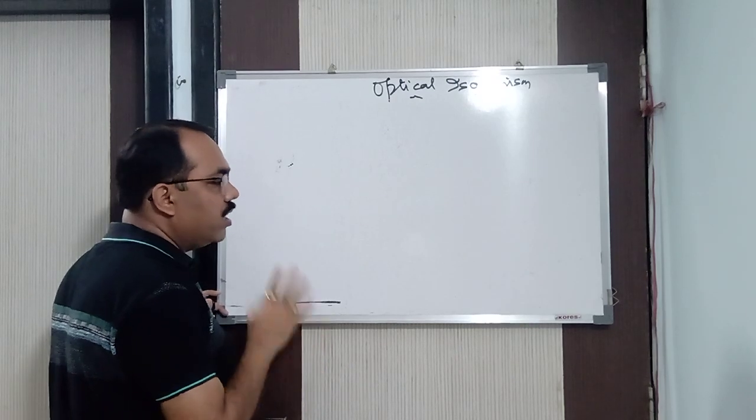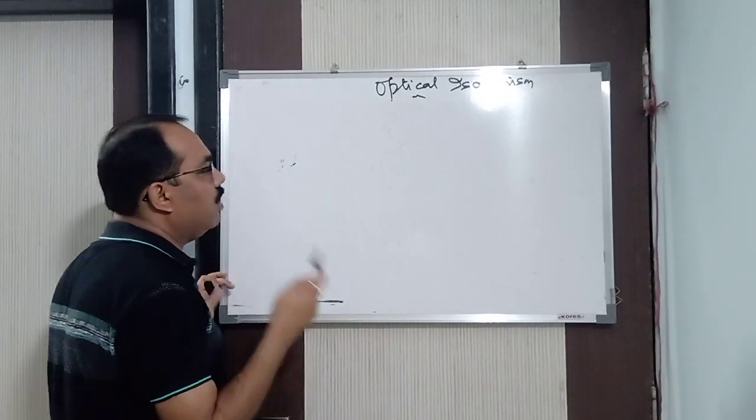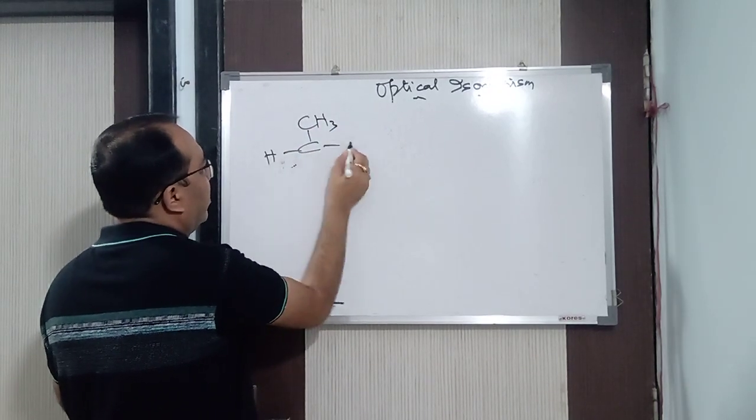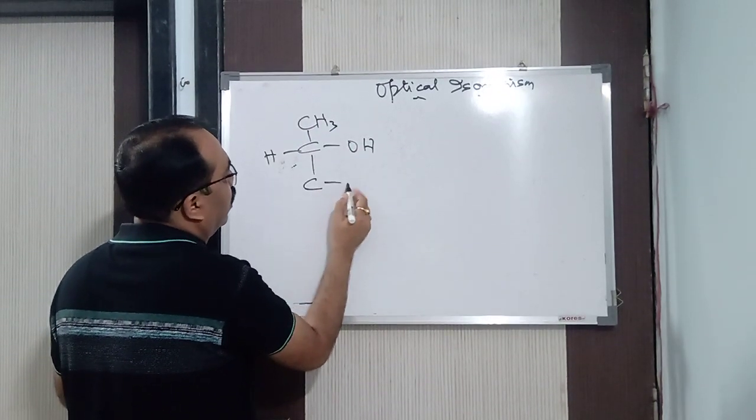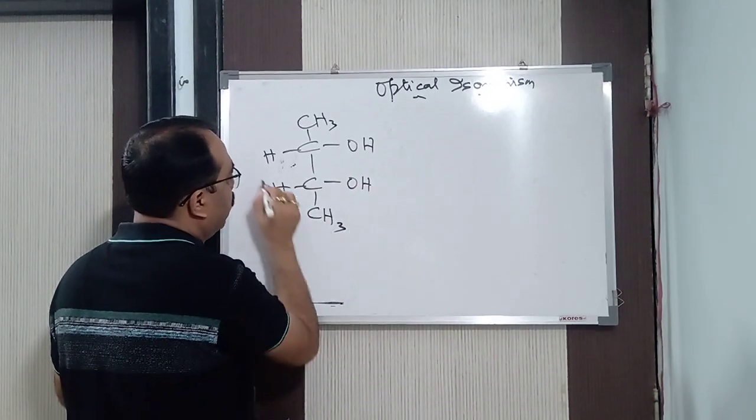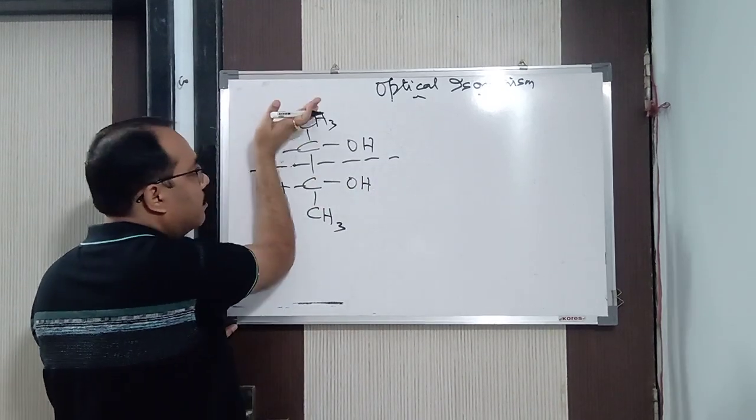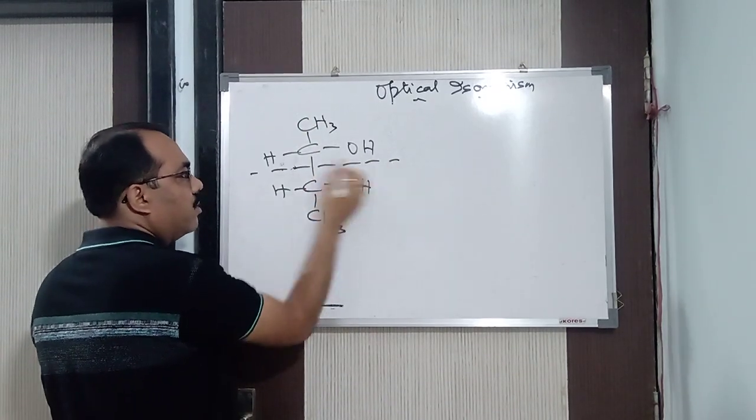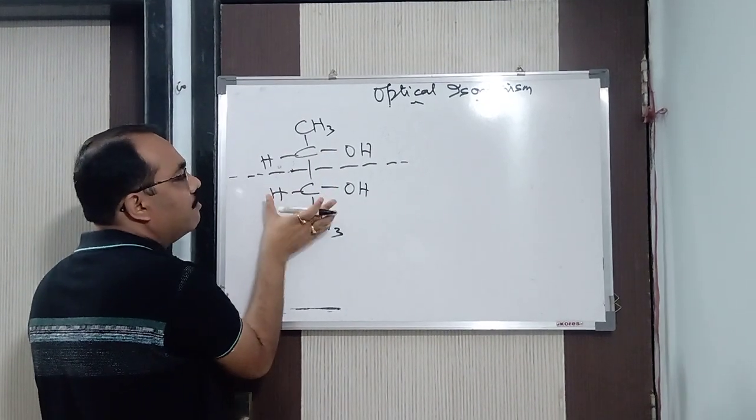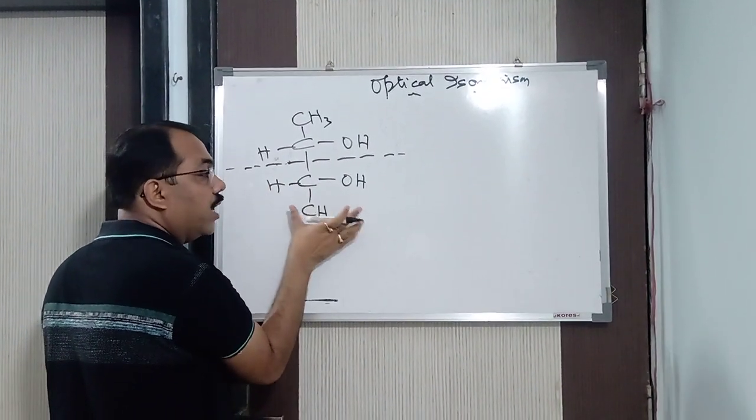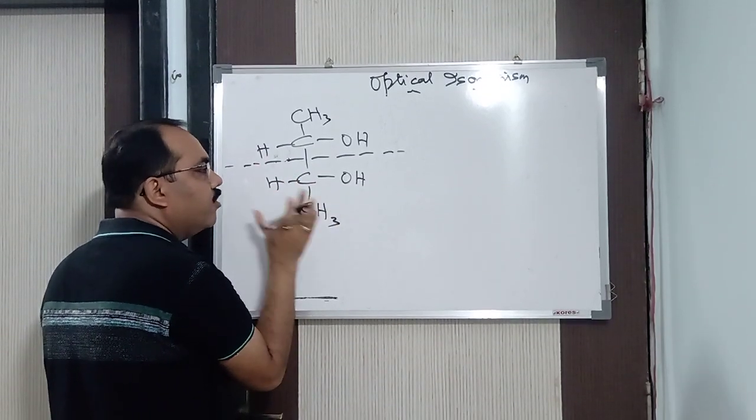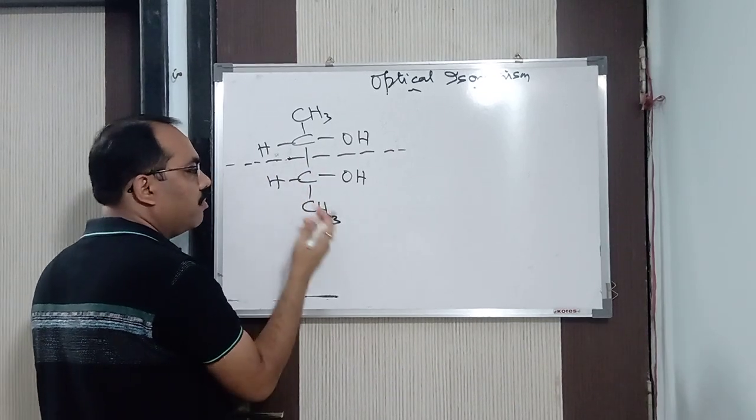Got it? So in this case we have a plane of symmetry. How? I'll show you an example. Here we have OH, here H, and here CH3. So you can say this is a plane of symmetry. This overlaps upon this. The dotted line which I have drawn here is a plane of symmetry. So this compound is said to be a meso compound. The internal arrangement is such that it is optically inactive due to internal compensation, 50% dextro and 50% levo.